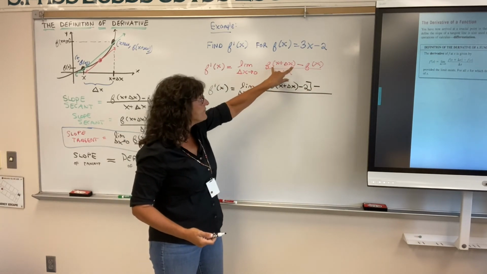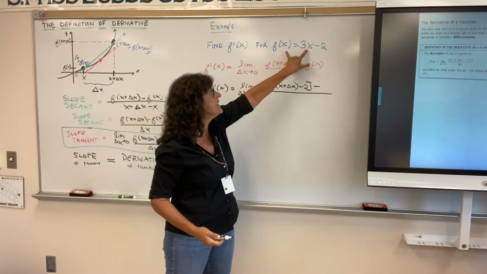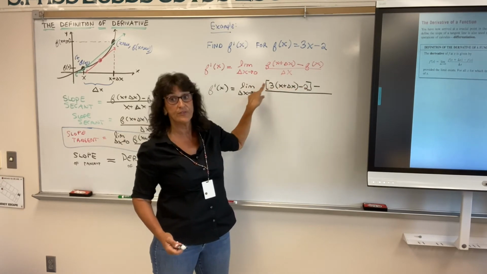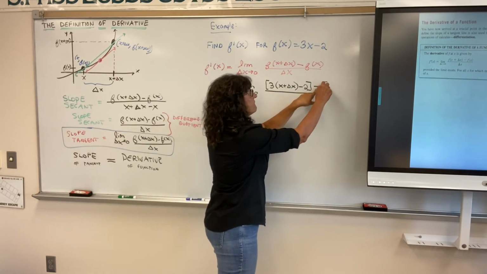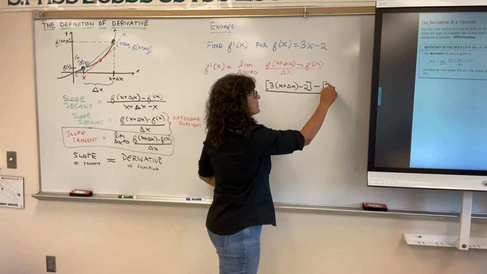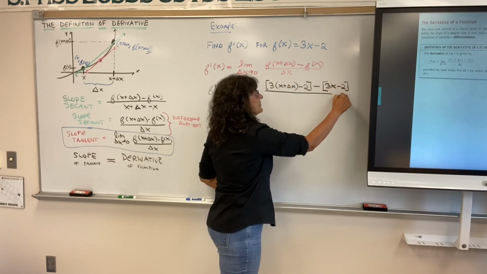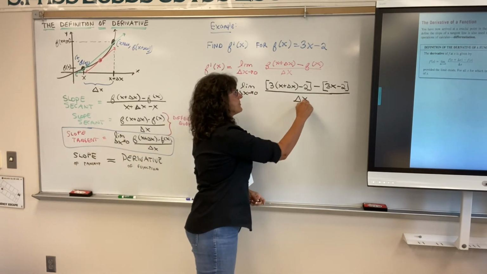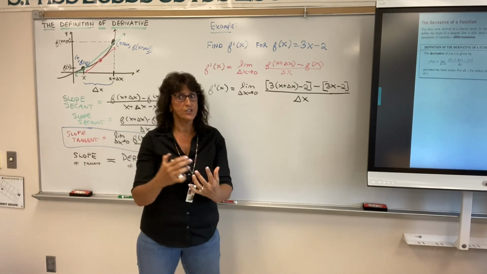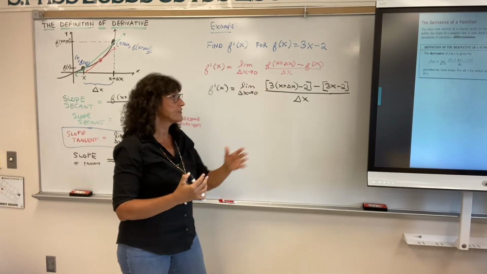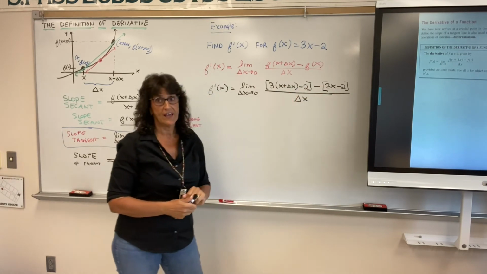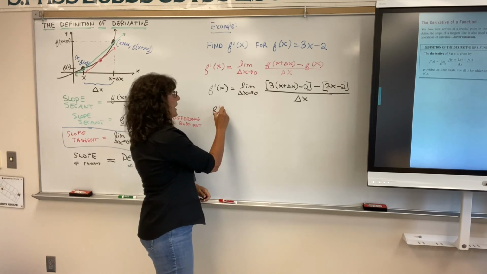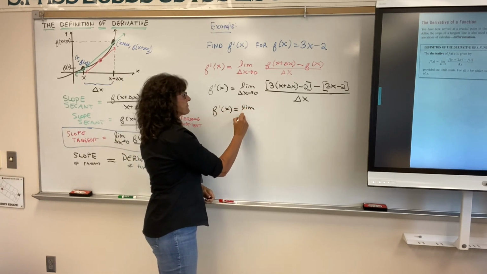So f of x plus delta x means we take our function and substitute x plus delta x in for the x's. There's f of x plus delta x. You subtract from that the entire function, just bring it down: 3x minus 2. Then all this goes over delta x. So you're substituting function notation in: f of x plus delta x minus the function, all over delta x.